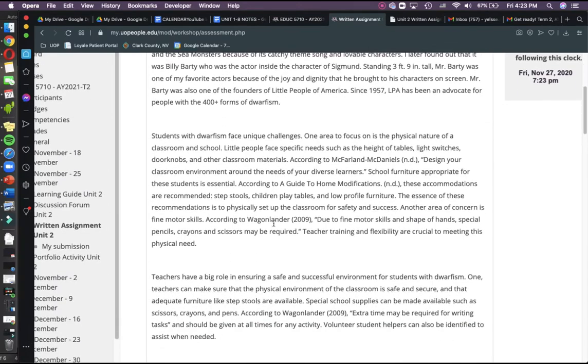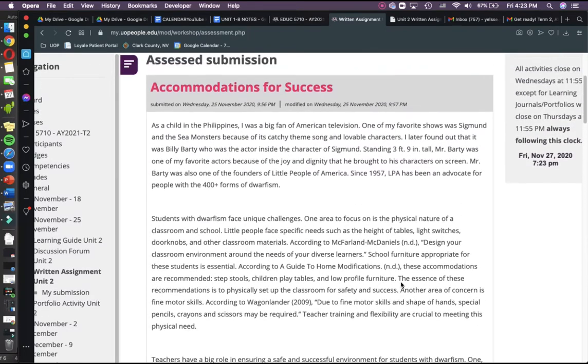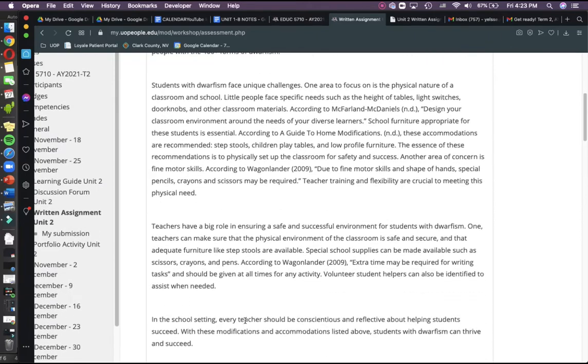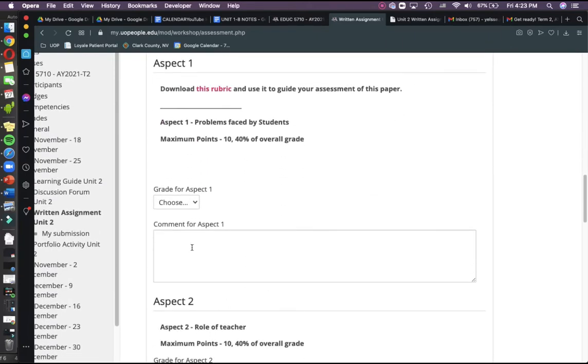But it's not enough. It's very limited information. So he understands the importance, or they understand the importance of the topic, but there is not really much analysis. So let's go ahead and grade the paper.